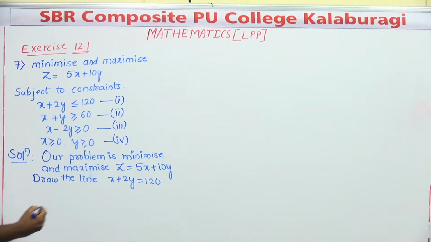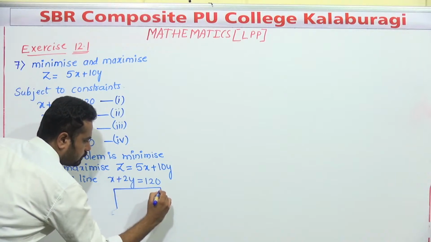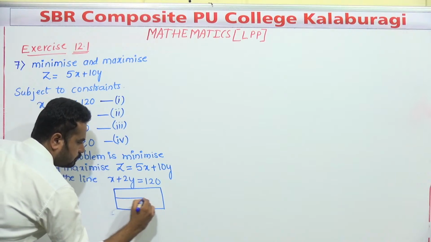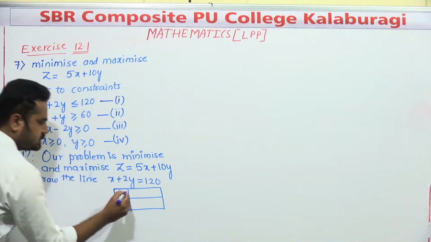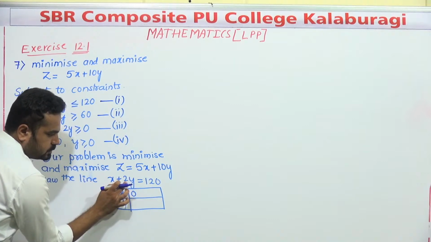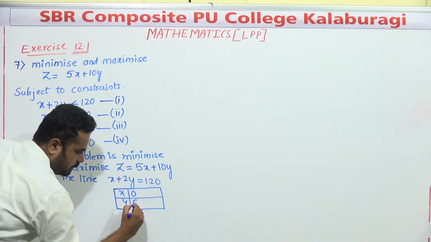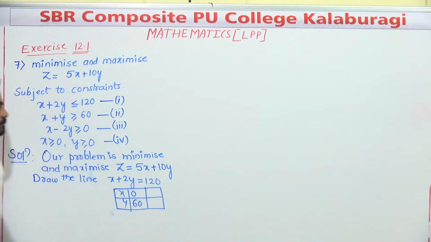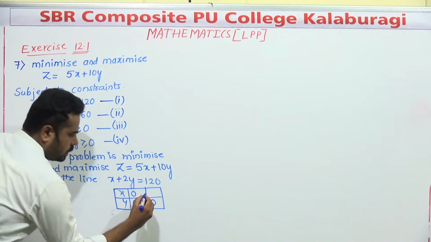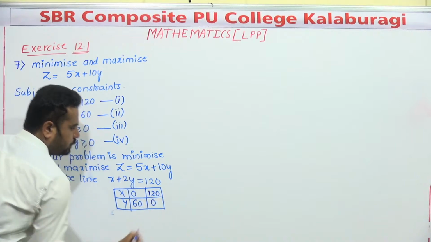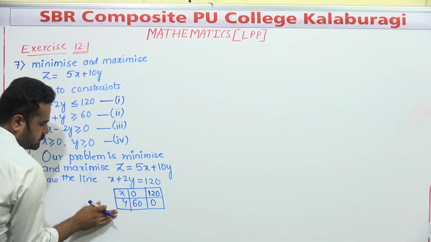To draw this line, we require points. This is x and this is y. If x is equal to 0, we get 2y equal to 120, so y value is 60 here. Next, if y equal to 0, then x value is 120. Correct?